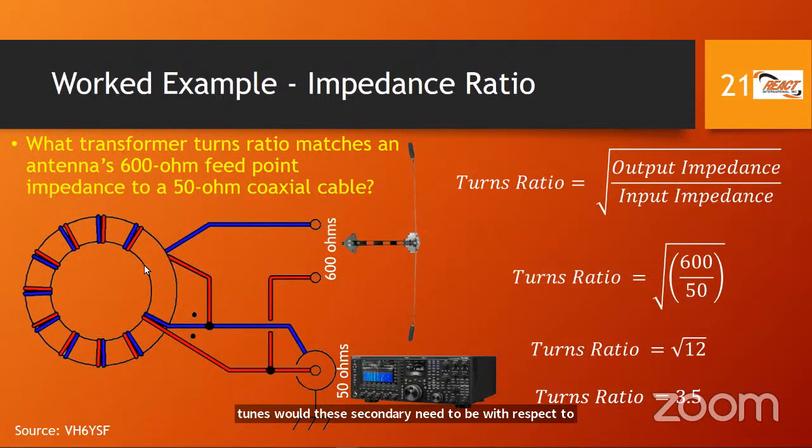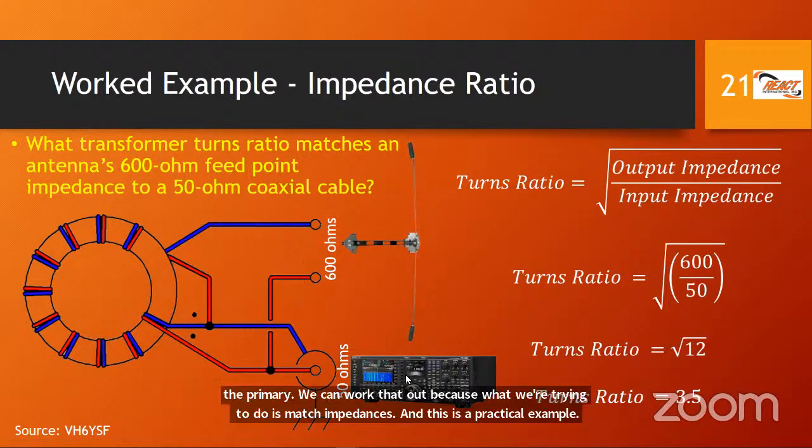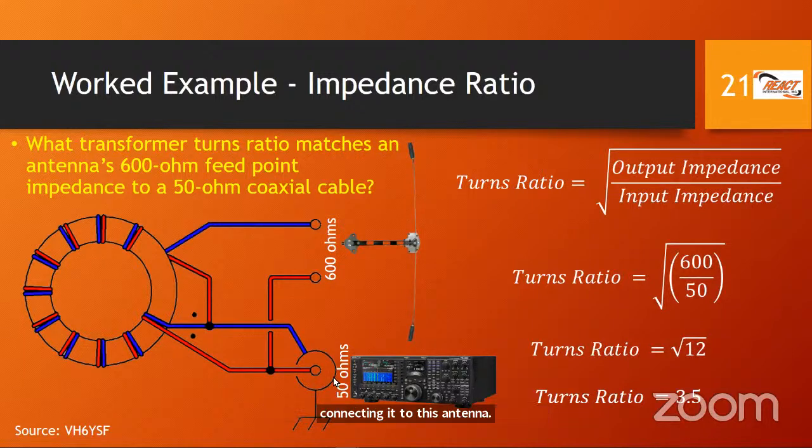We can work that out because what we're trying to do is match impedances. And this is a practical example. You have a radio here, a transceiver, and you're connecting it to this antenna. But the radio itself is expecting 50 ohms. It's expecting to see a 50 ohm load. But this antenna itself, because of how it's constructed, the feed point of the antenna is not 50 ohms at all. It's 600 ohms. So we have just diagrammed out this question that they have hypothetically put to us. We have a 600 ohm antenna, ladder line coming from it, and the impedance there maybe is 600 ohms, it could be 500 ohms, it could be 470, something like that. And we have to connect that to our radio.